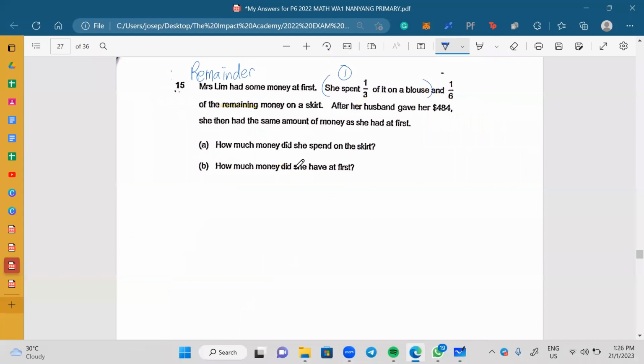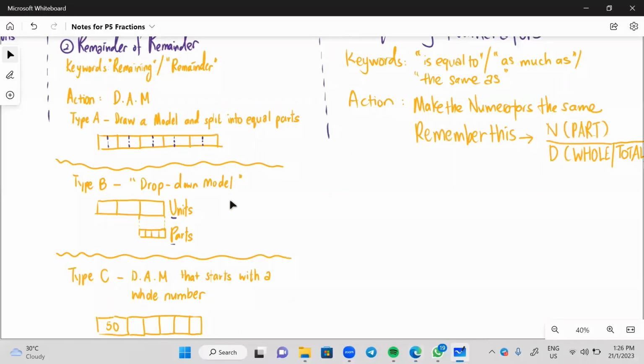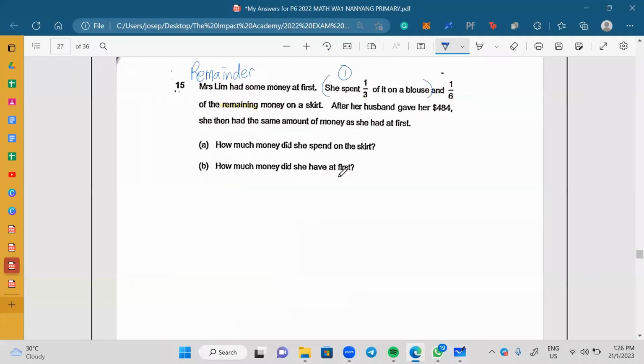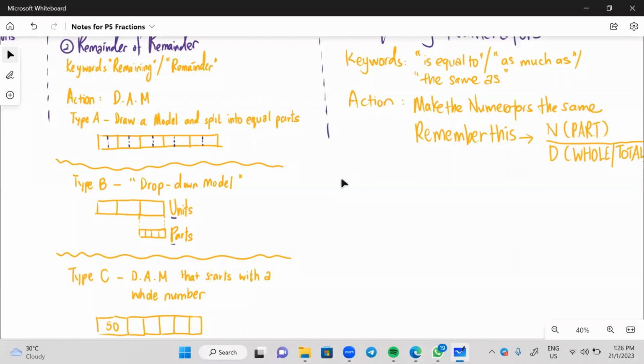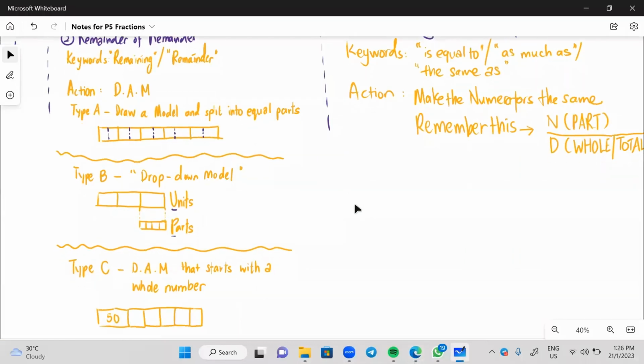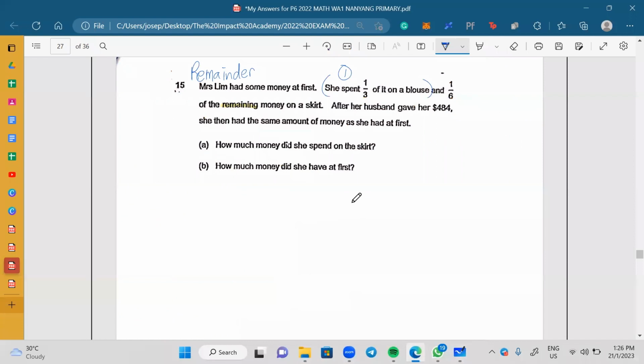Do I know? I don't know. Type B says to draw a drop-down model. Do I know just by looking at this question? I will not know. Type C says to draw a model that starts with a whole number. Cannot be type C. You know why? Because this question did not start with a whole number. I will show you a few examples later, okay? So this can either be A or B. Am I making sense here?